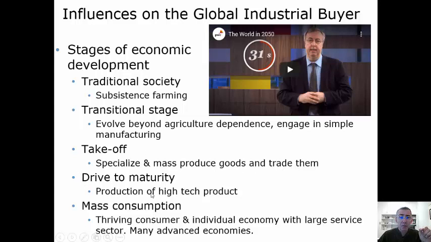Next stage is the drive to maturity, production of high-tech products, and then finally the mass consumption, which is thriving consumer and individual economies with large service sectors, and that's true of many advanced economies.